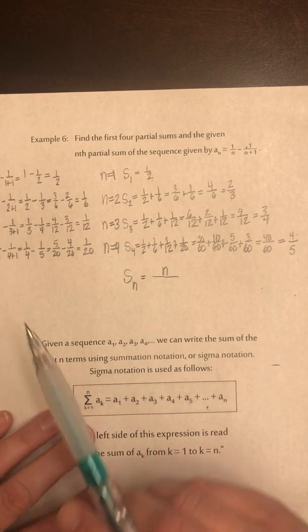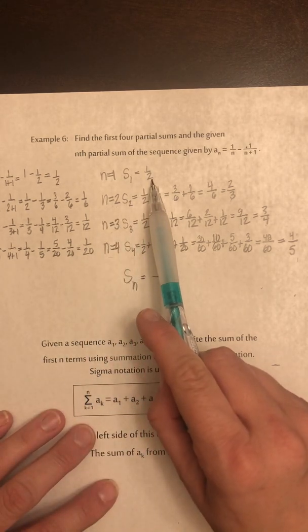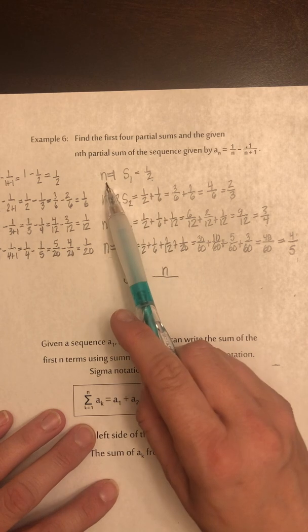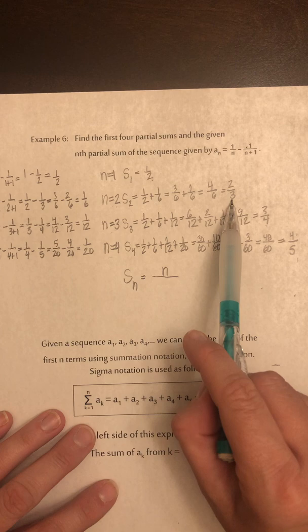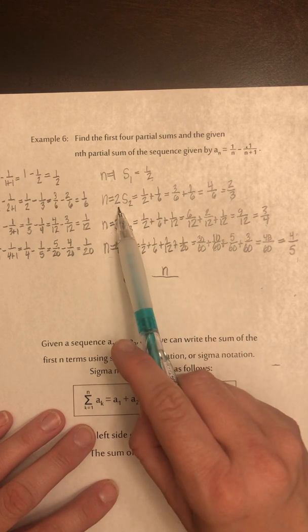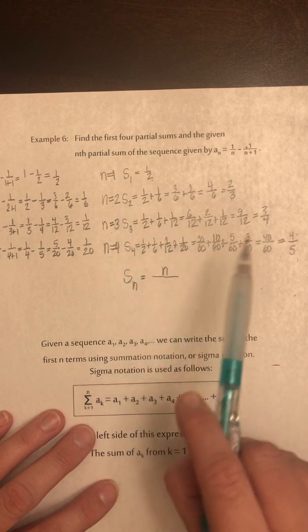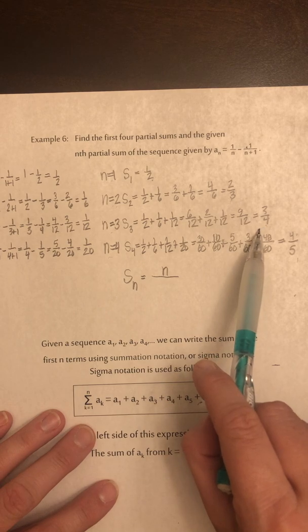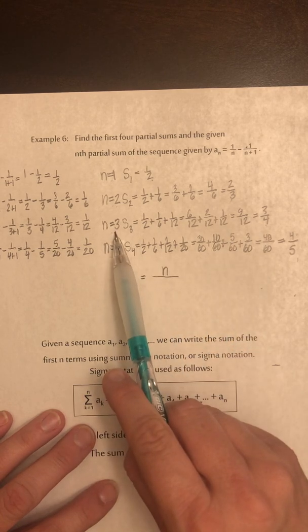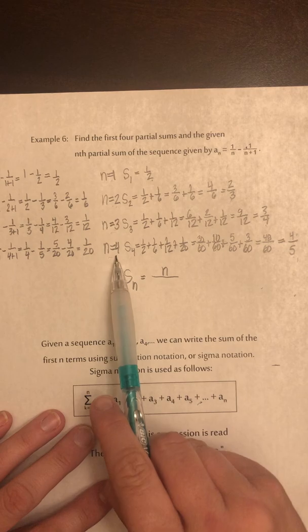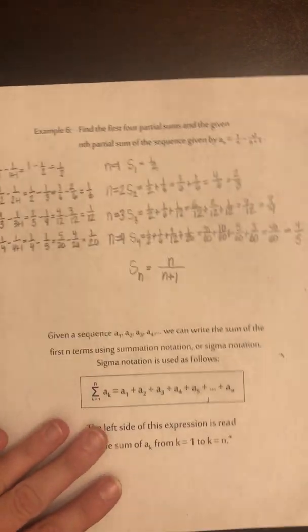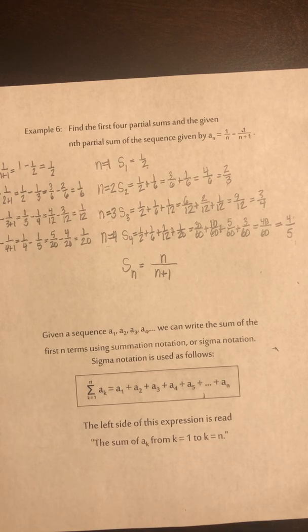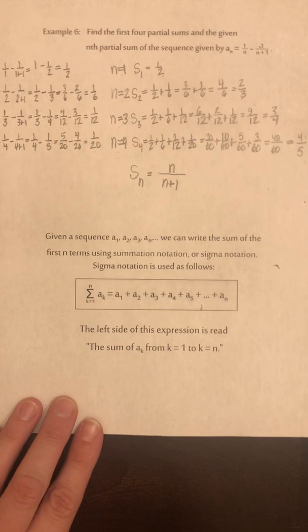What do you notice about the denominator? Here we have a denominator of 2. How is it related to n? It's 1 bigger. The next one we have a denominator of 3. How is it related to n? It's 1 bigger. 4 is 1 bigger than 3. 5 is 1 bigger than 4. So the denominator is always 1 bigger than the numerator. Boom, got it.